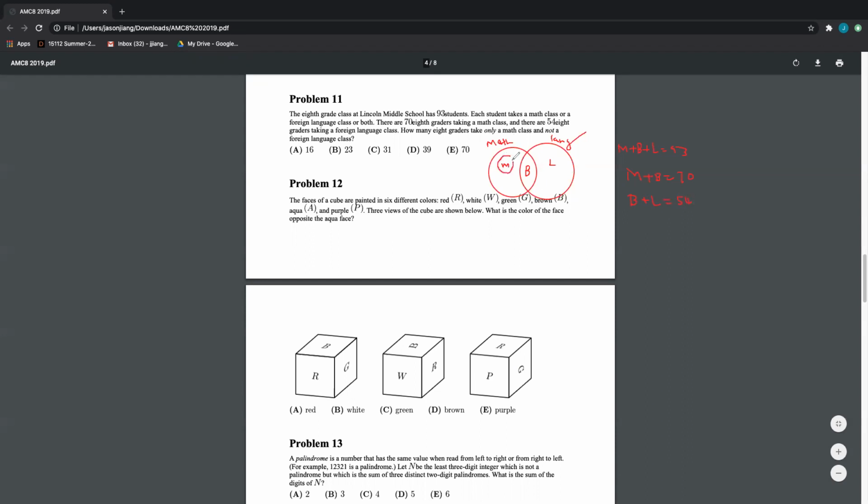That's M, right? If we look at our equations, we can get M by taking our first equation and subtracting the third. When we do, the B and the L will cancel out, and we'll be left with just the M. So we have M plus B plus L minus B minus L equals 93 minus 54, which is 39. Here's our answer.